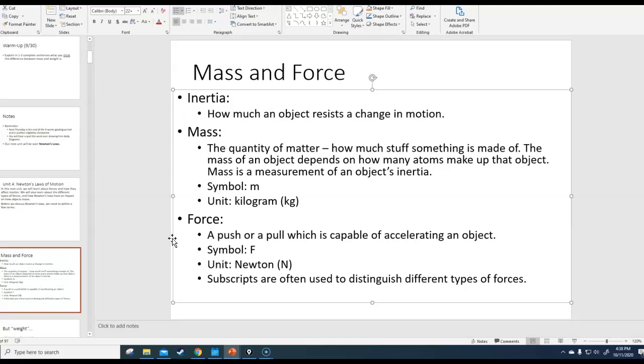Okay, so we have inertia, which is basically how much an object resists the change in motion, and we use mass to measure that, to quantify that. Okay, so mass is a measurement of an object's inertia, and mass really has to do with the amount of matter making up an object. Okay, now the symbol for mass is typically a lowercase m, and the unit for mass is kg, which is the kilogram. Okay, so 1 kilogram is 1,000 grams. That is the standard unit for mass.